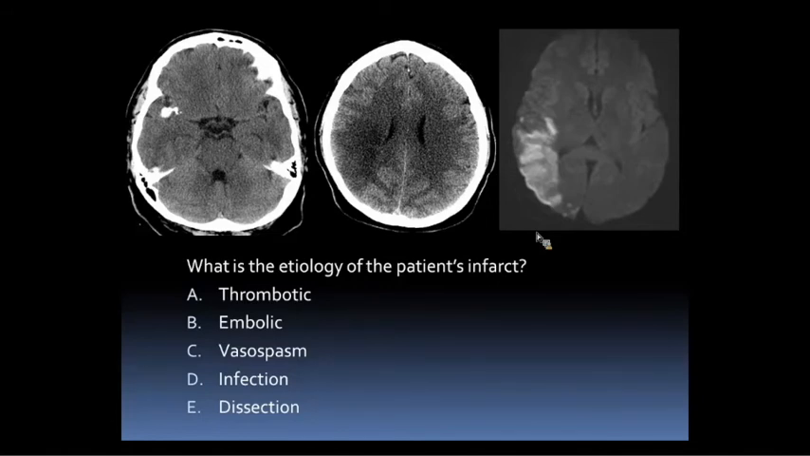Well, most commonly it's thrombotic, and pretty commonly it's embolic also, right? Vasospasm you see in the setting of subarachnoid hemorrhage typically, so it's not going to be that. Dissection, it certainly could happen, but there's nothing to really suggest that. But this is a really interesting case of an infection eventually leading to an infarct.